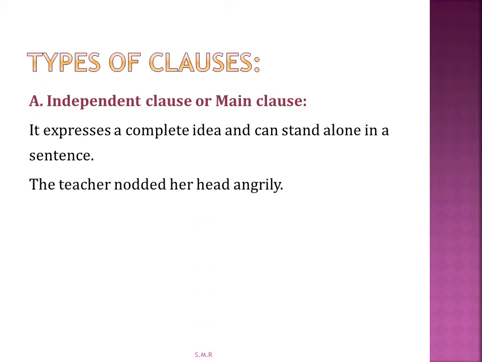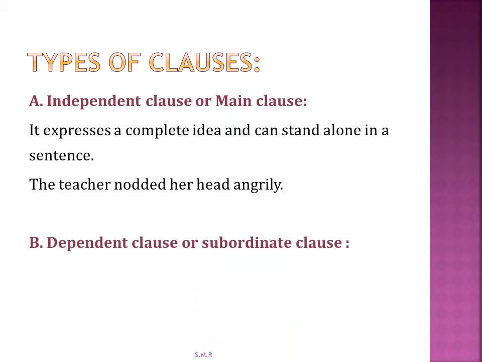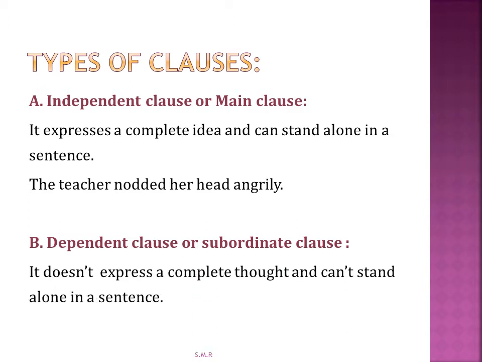As the teacher nodded her head angrily. This is a complete sentence, contains subject, verb, object, and adverb. Second type, dependent clause or subordinate clause. In this type, the sentence can't express a complete thought and can't stand alone.